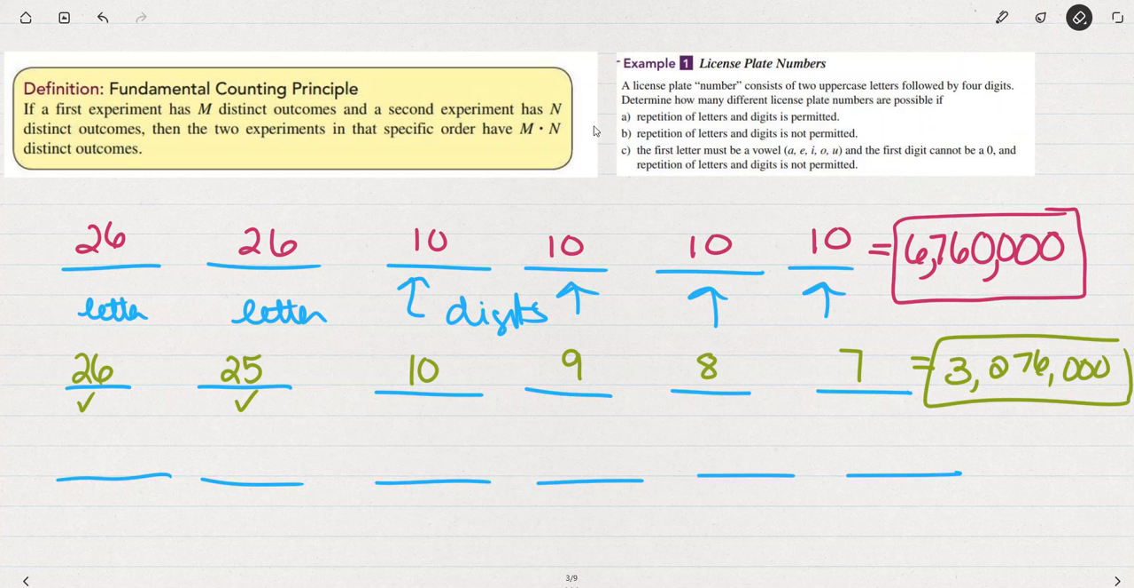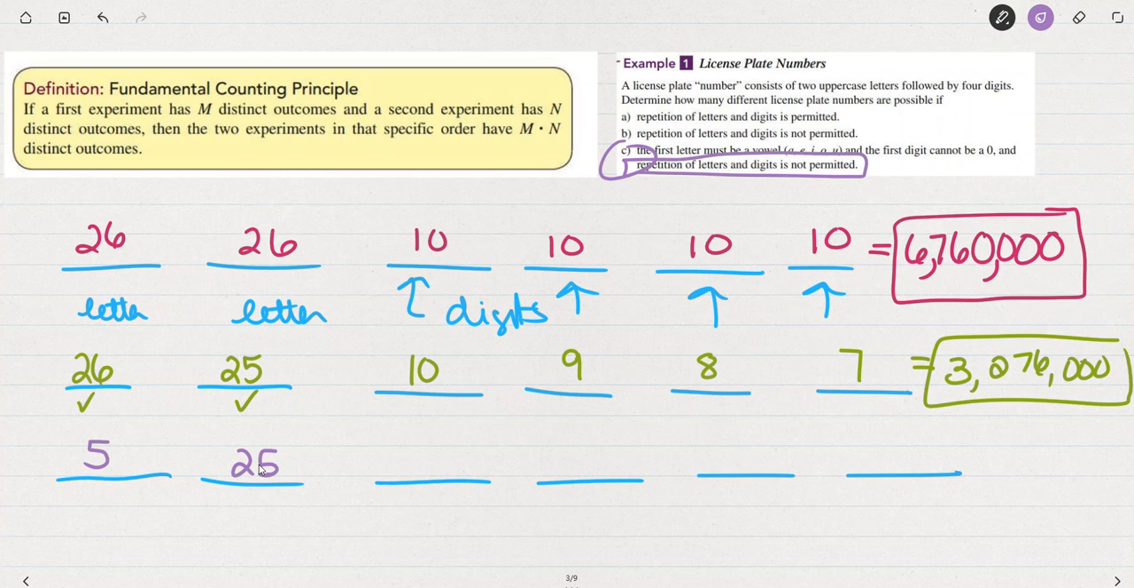Let's say now that the first letter must be a vowel: A, E, I, O, or U. So that gives us 5 choices for the first vowel. And then when we go to get the next letter, we have 26 to choose from. Oh, wait, do we have 26? I didn't read this fully. Notice that repetition is not permitted. So it's not 26, but rather 25, because I've used one letter. When I chose the vowel, I can't reuse that.